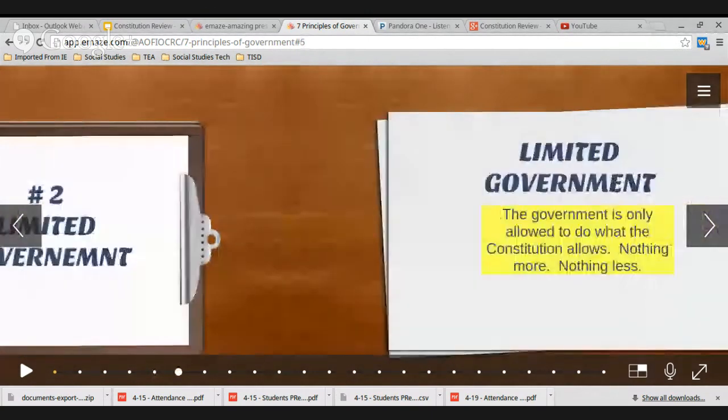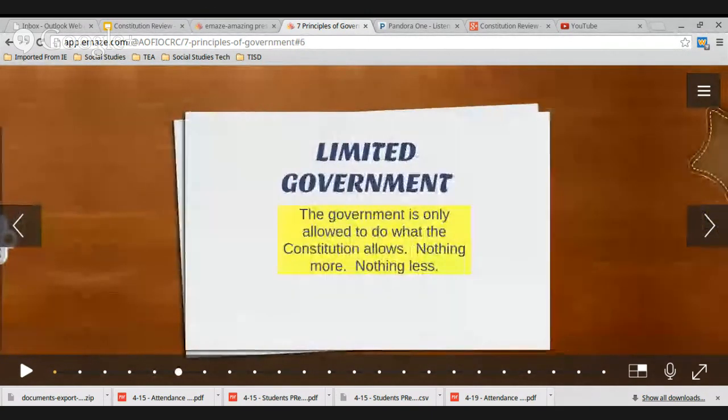Second principle here is the limited government. This is the idea that, once again, we're not going to let one person turn into a dictator. We're not going to let one person turn into this massive king-like figure, if you will. The government is only allowed to do what the Constitution allows. Nothing more, nothing less.